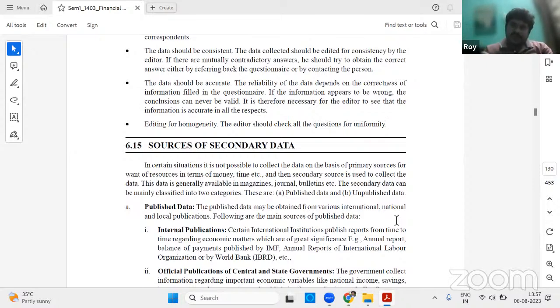First one, interviews: direct interviews, indirect interviews, questionnaires, schedules. These are the very important things. At least these four you should remember.